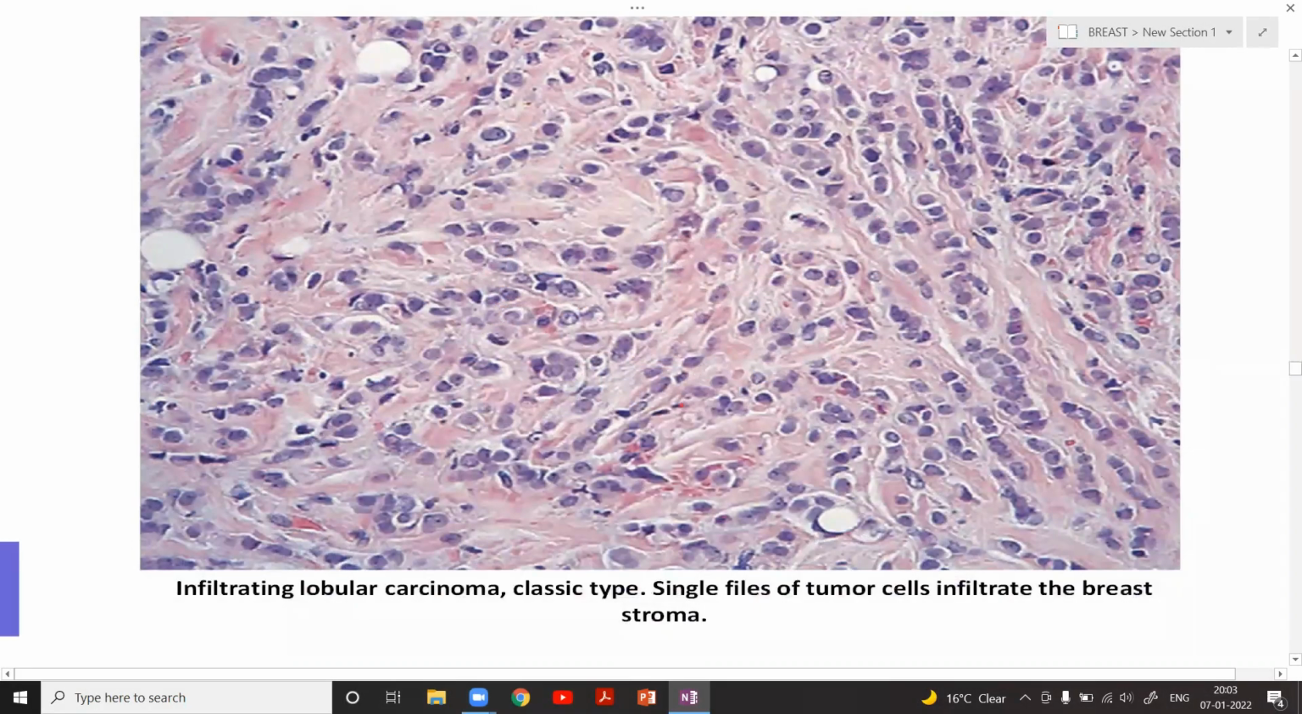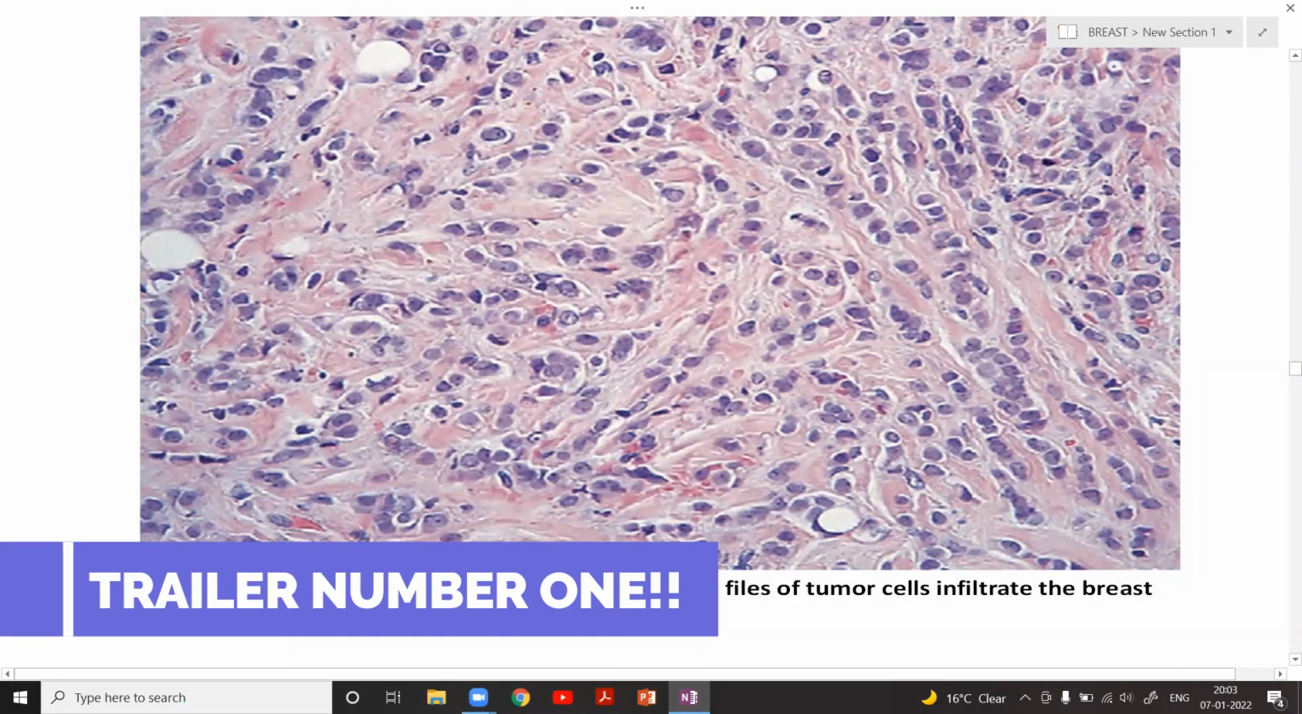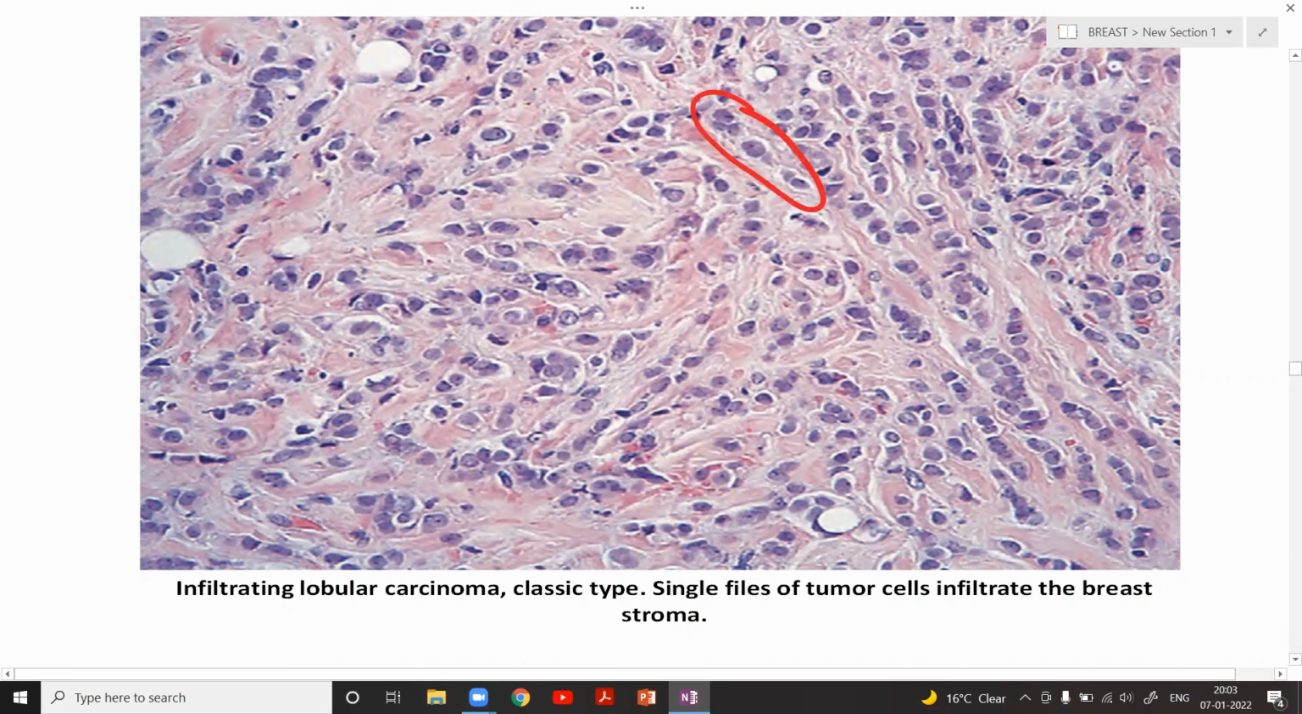So they have a specific pattern. Yes, can anyone tell me what this pattern is called? Yes, Indian file. Very good. This is also called an Indian file pattern. And if you appreciate very carefully, some of these cells have become round. Not some, all of these actually.